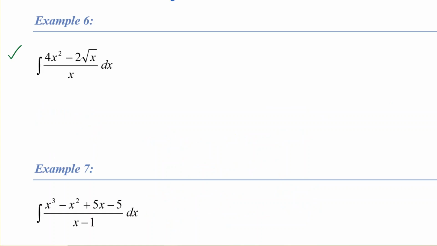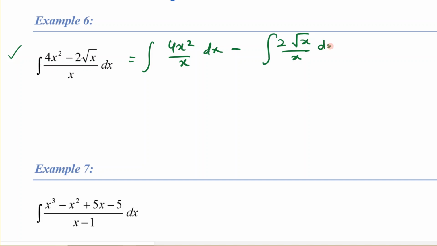If we have the integral of (4x squared minus 2 square root of x) over x dx. We don't really have a quotient rule for integration. So again, in this case, we notice that the power in the denominator is less, and also there is only one term in the denominator. So we can write this as two rational functions: integral of 4x squared over x dx minus integral of 2 square root of x over x dx.